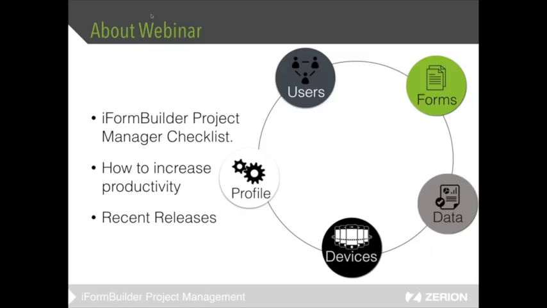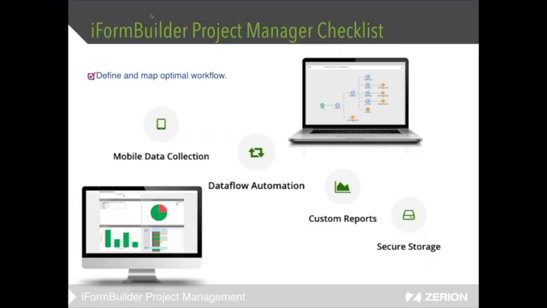So the first thing that we're going to talk about is the iFormBuilder Project Manager checklist. And as we go through this, I am going to instruct you on different ways to use the platform and give you more details on how to actually perform these tasks. So the first thing that you should do whenever you are launching an iFormBuilder project is define and map your optimal workflow. A lot of times when people are coming to iFormBuilder, they're just thinking about replacing their paper or their other data collection solution, and they're just looking for that mobile data collection. And so a lot of times it's just saying, okay, how can I get these questions onto a mobile device? And that's great, but we want you to think a little bit further than that.